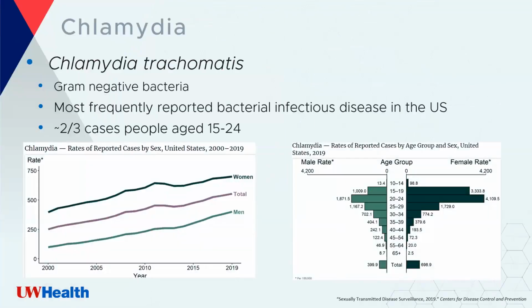Chlamydia trachomatis is a gram-negative bacteria that is the most frequently reported bacterial infectious disease in the United States. In 2019, a total of 1.8 million cases of chlamydia infections were reported to the CDC, making it the most common notifiable infection in the United States. Cases increased by about 2.8% compared to rates from 2018. About 61% of cases are most common among persons between the ages of 15 and 24. As you can see on the graphs here, most age groups fall in that younger age range, as well as most of them being females.